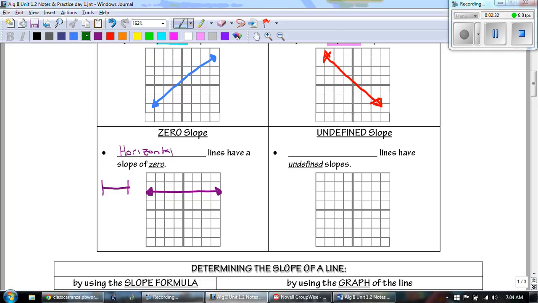Okay, and the last one, undefined, is a vertical line. So vertical means that it goes up and down. And those have an undefined slope, okay? Undefined, we would just say that m equals, and we would say m is undefined. Sorry, undefined. And for horizontal, we would say that m is 0, okay?